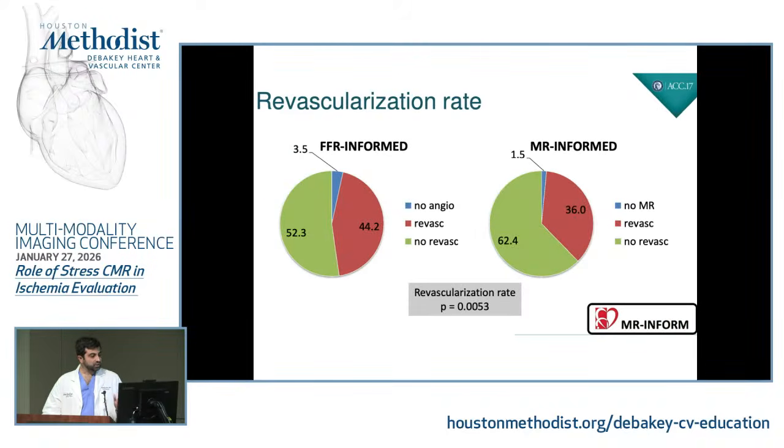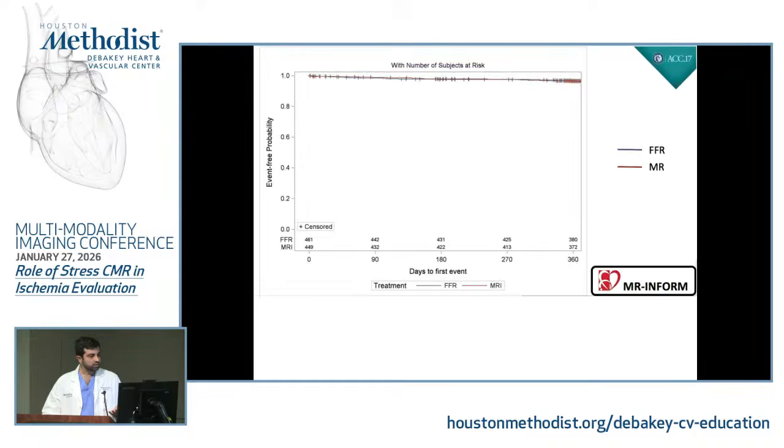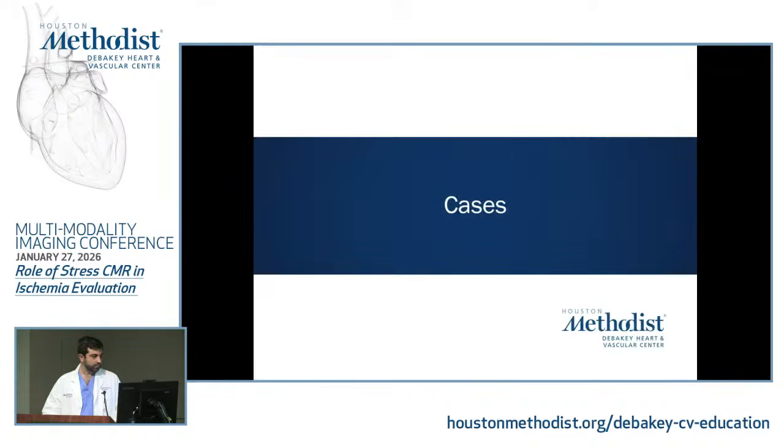The revascularization rate was actually lower in the MRI-guided group compared to the cath group, which I think you all would suspect you would find in a trial like this. But the outcomes were equivalent. You see the lines are essentially overlaid against each other. So it shows you that guiding care using stress MRI is not inferior to immediate cath with FFR. And this is with respect to actual hard outcomes.